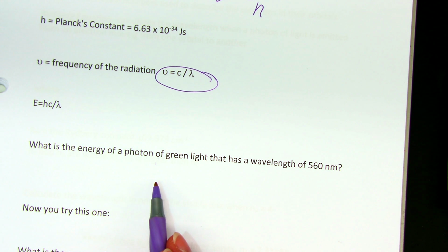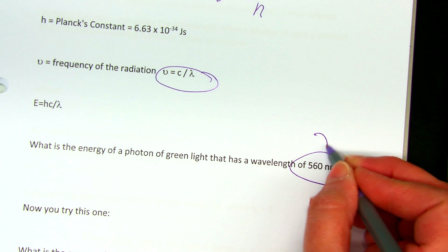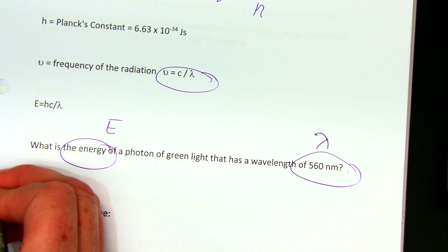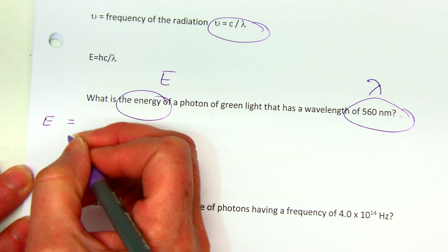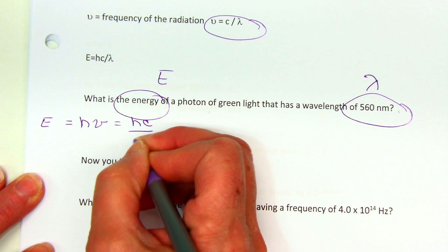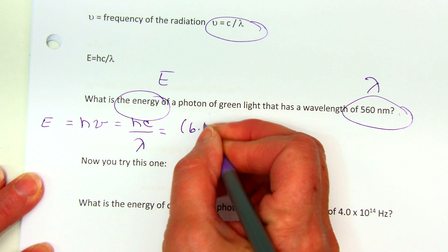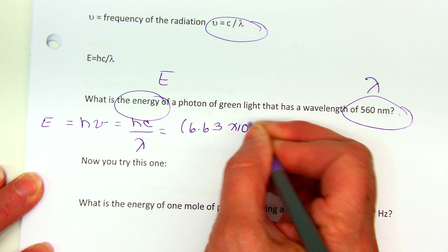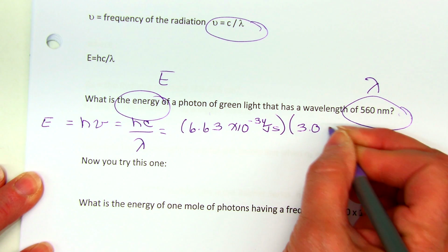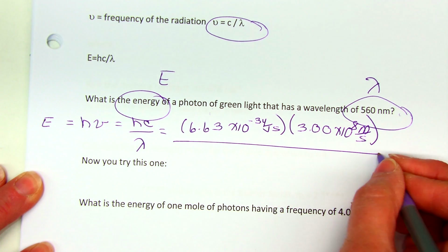What's the energy of a photon of green light that has a wavelength of 560 nanometers? I know the wavelength lambda. I want the energy E. I know E is equal to h nu, which is equal to hc over lambda. I just like to plug it all in. h is Planck's constant, 6.63 times 10 to the negative 34th joule seconds, times the speed of light, 3.00 times 10 to the 8th meters per second, divided by lambda.